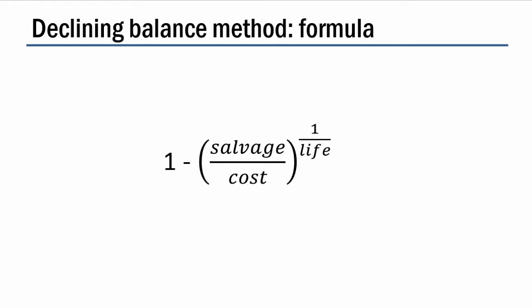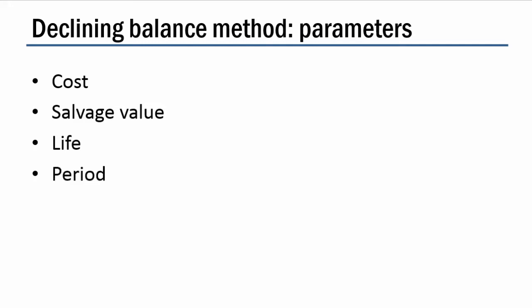So this is the rate, but let's take a look at what the parameters are of the function. That's very similar to regular straight line. We have the initial cost, we have the salvage value, we have the life. That hasn't changed. But we have now two more parameters, and one is period. And the period means, let's say we do the depreciation over 10 years. The first year, the period is 1. The second year, the period is 2, and so on. So that's all that is.